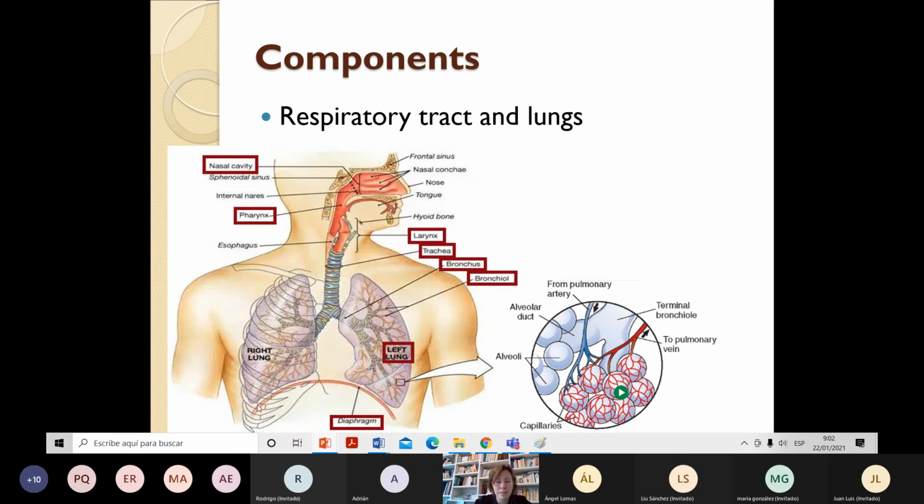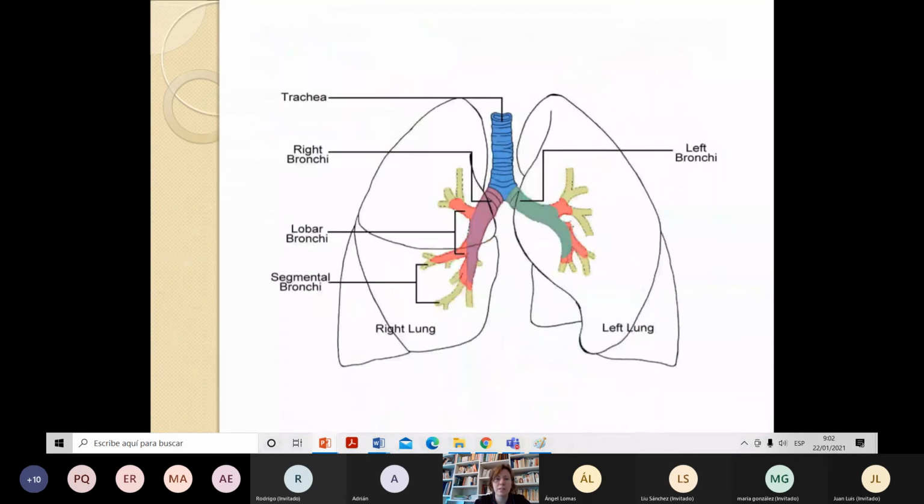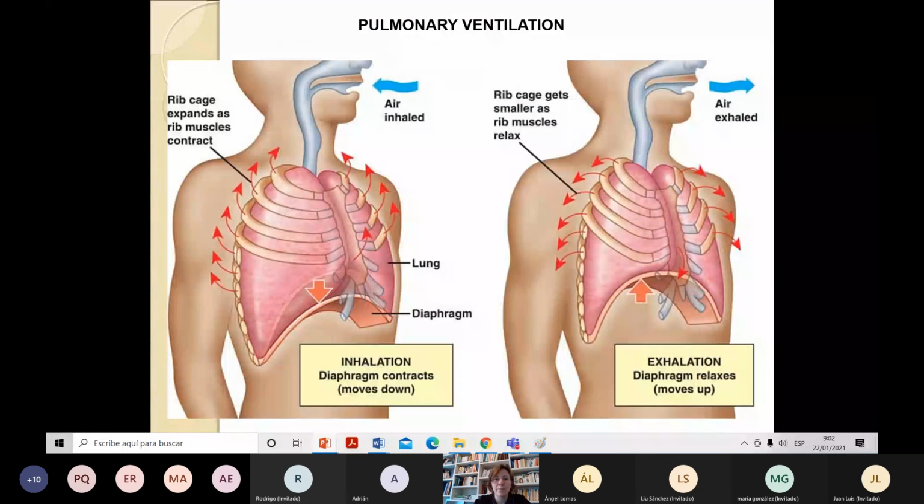What's the difference between this relaxed diaphragm and one that is contracted in a horizontal way? That the contracted diaphragm leaves more space for the lungs. So it's going to increase the size of the lungs as well. Well, this is what happens in this movement of pulmonary ventilation, in the process that we know as inhalation. Inhalation means that the air moves in.